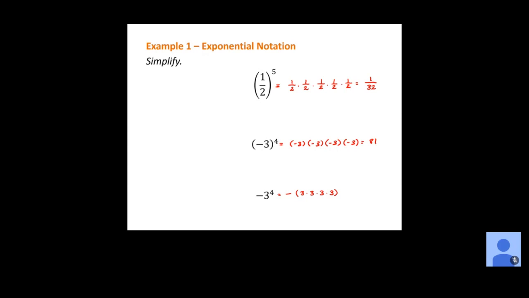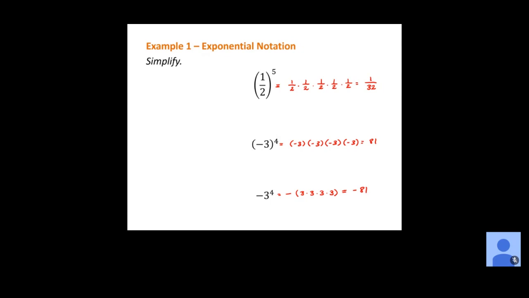Exactly. It's like negative 1 times 3 to the 4th power. So now our answer is actually going to come out negative, right? Because we have the negative out front, and then we're going to have these 3s multiplied together. So what's the final answer going to be this time? Should be negative 81. Perfect.